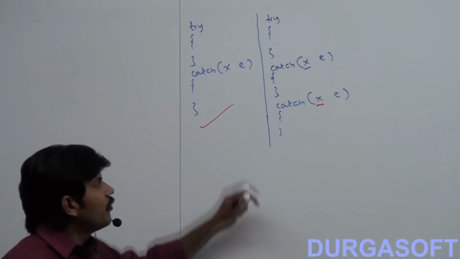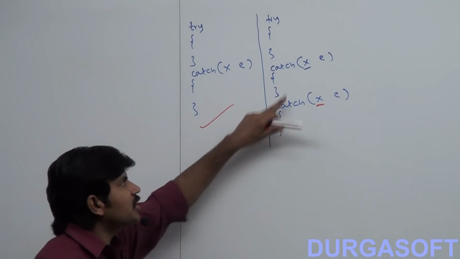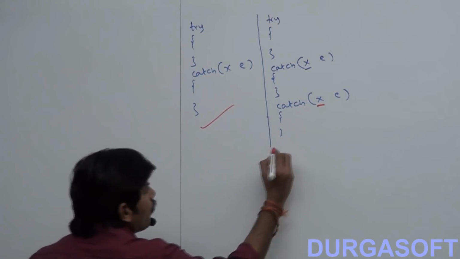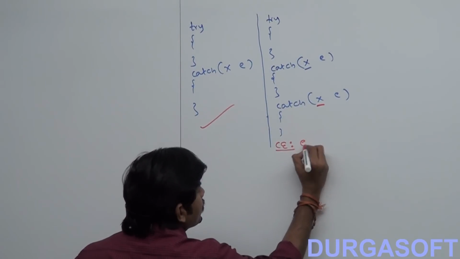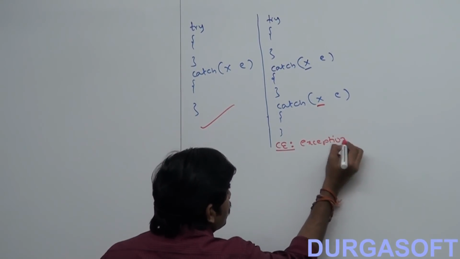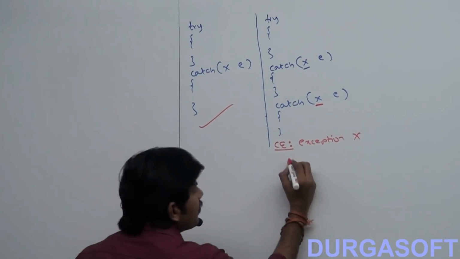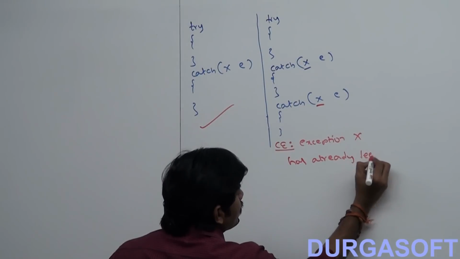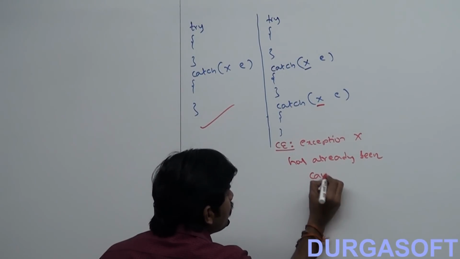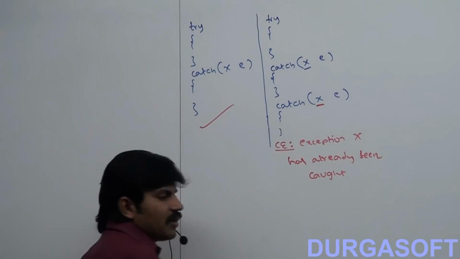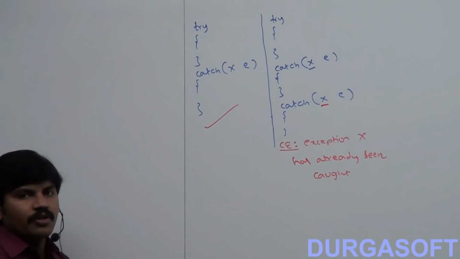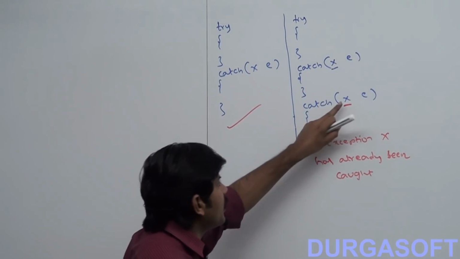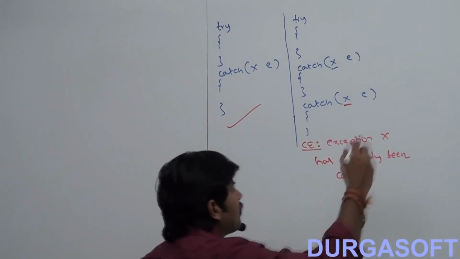Are you getting? So if we are taking two catch blocks for the same exception, the compiler is ready to give an error left and right. What compile time error are we going to get? Exception X has already been caught. This is the compile time error we are going to get by default, because for catch Exception we already took. If I take it again, it is nothing but a compile time error, right?